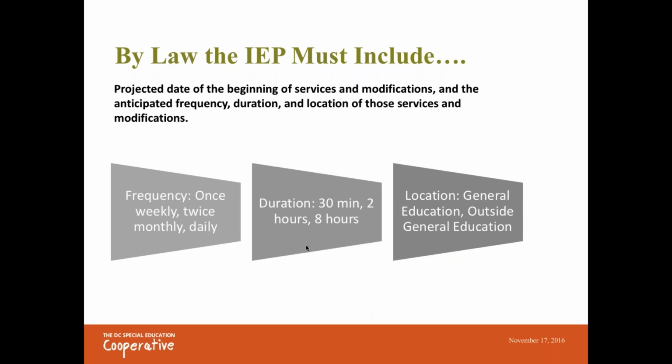When we're dealing with services, we need to outline the actual frequency, duration, and location of those services. So if we're saying that a child needs X amount of time in a specific setting, we need to explain exactly how frequent, how long, and where. So, for example, we might have services that are once a week, or twice a month, or daily. Duration could be 30 minutes, 2 hours, 8 hours. And location would be general education or outside general education.